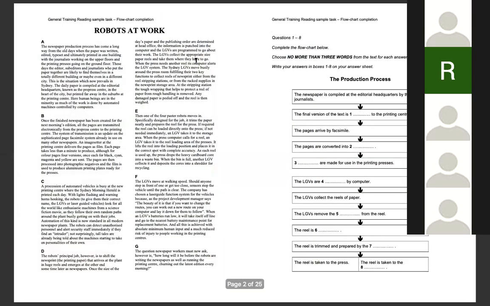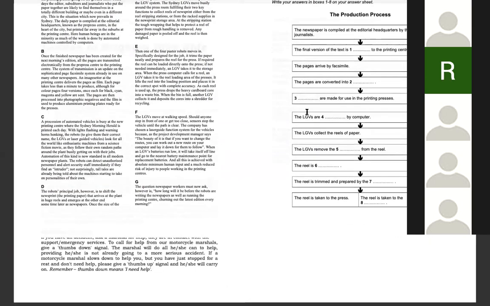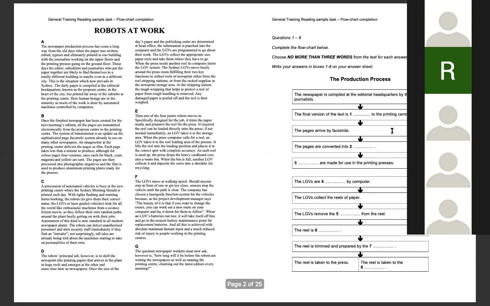Okay. So this is the first question type that we're going to see. Questions 1 to 8 are given like this. We'll first read through the question. So what do they want us to do? Read the instructions. Complete the flow chart below. Choose no more than 3 words from the text. So the maximum number of words that we have to choose here is 3.